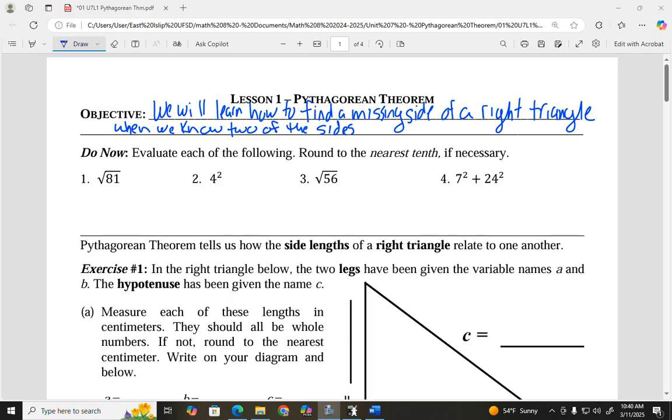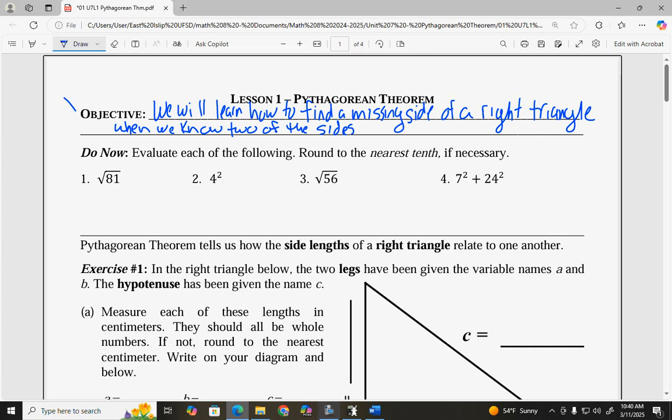So if you haven't copied the objective, please get it down. I wrote it here. My objectives actually are always pretty important. This one I really like because it tells you what you need in order to use the Pythagorean theorem. You do need to know two sides of a right triangle. Okay, so the Pythagorean theorem works if you know two sides of a right triangle. So that's how come I like you writing my objective.